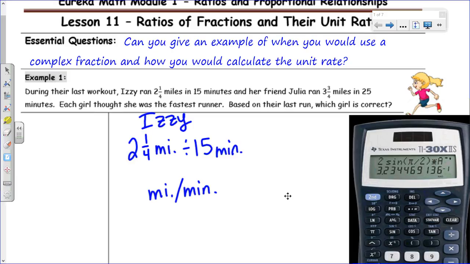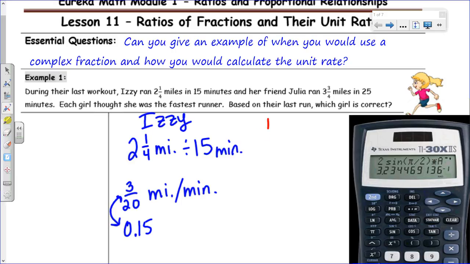You should have gotten 3/20. So she can go 3/20 of a mile every minute. If you want to do 3 divided by 20 to see it as a decimal, it would be 0.15. Those are the same thing. 3 over 20 is the same as 0.15. That's 3 divided by 20.